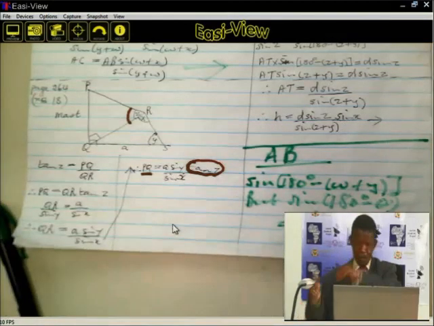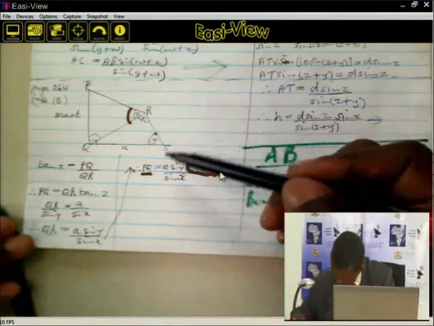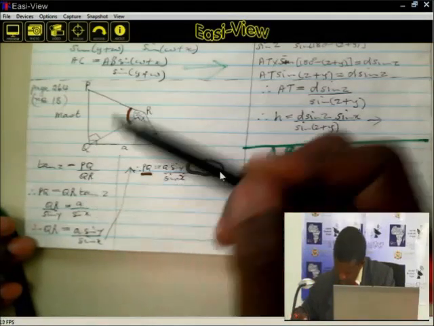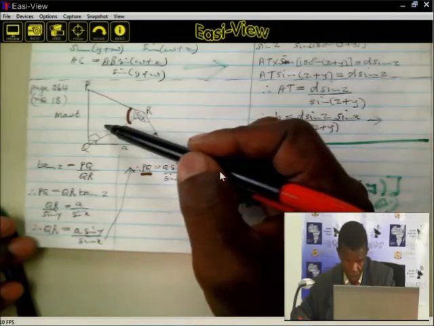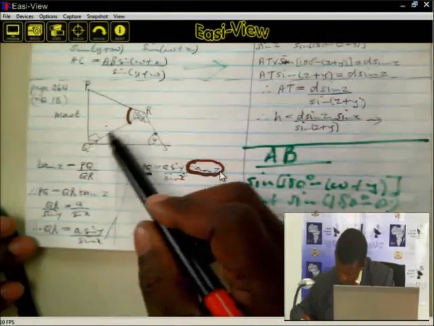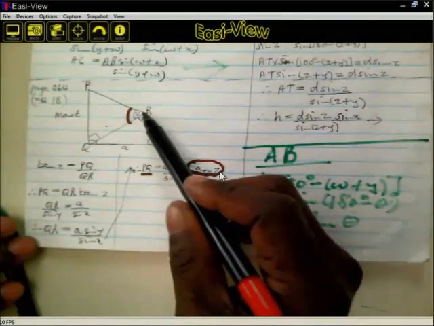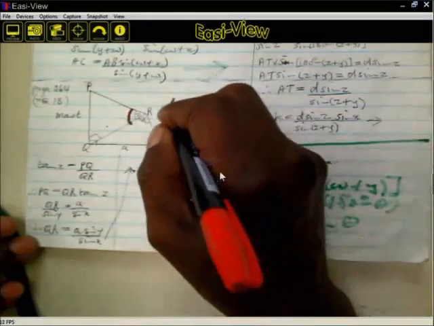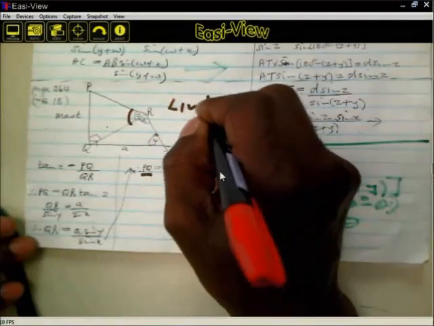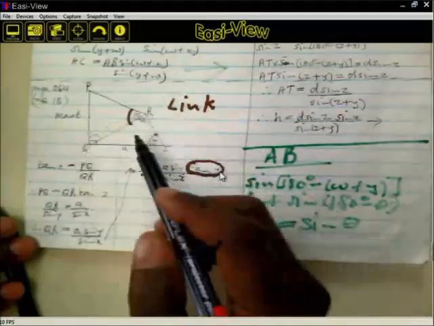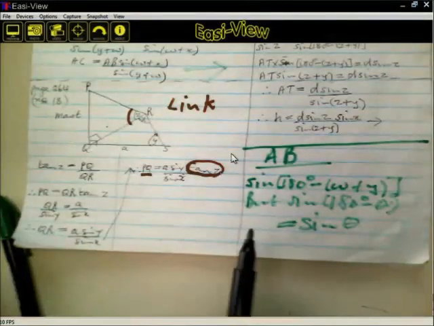Now, what we are talking about here, the Y and the X, are not in this triangle. So we need to come back to this triangle. We must involve this QR. It is what we call the link, because it links PRQ and RQS.